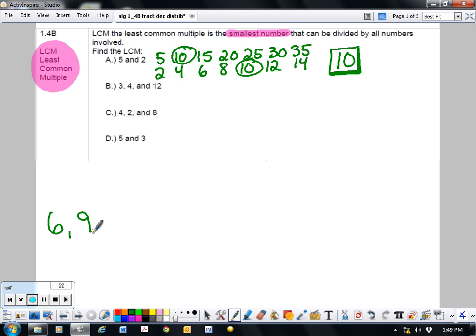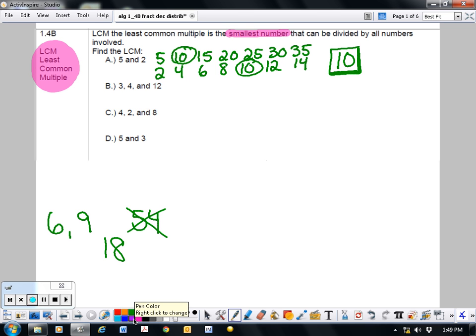So if I was looking at 6 and 9, I could make my list, and if I were to just multiply these, 6 times 9 would give me 54. 54 is not my lowest common multiple. In fact, the lowest common multiple is 18. 6 can go into 18 and 9 can go into 18. So don't fall into the pitfall of thinking you can just multiply them. You can just multiply them and use that to do all the different methods that we're going to be using, but you're going to find yourself working with much bigger numbers, and it's going to cause more of a headache.